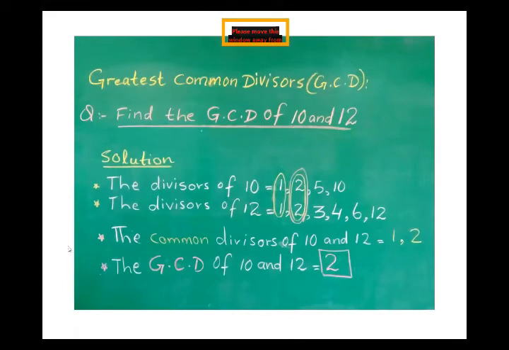Similarly, if you understand what a common divisor is, you can easily find the greatest common divisor. For the greatest common divisor, you just have to do a single step more. The steps for finding the common divisors of 10 and 12 are similar, as you already learned in the previous slide. After finding the common divisors, you just pick the greatest among all these common divisors.